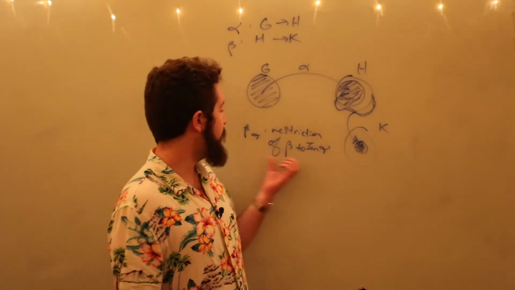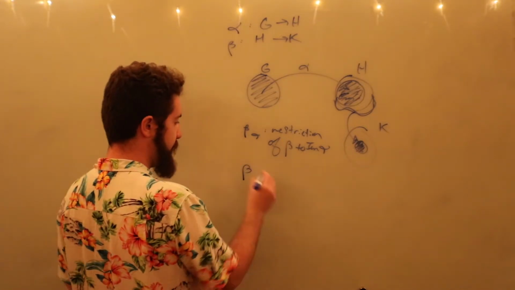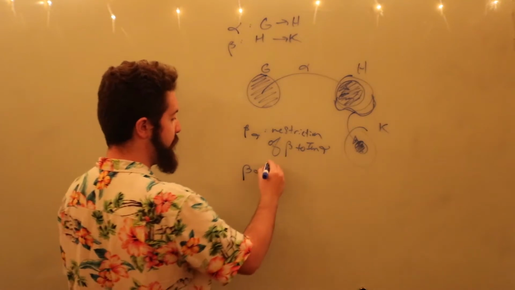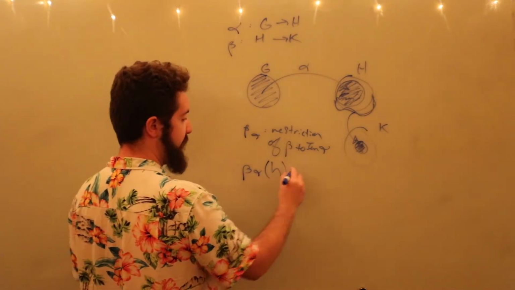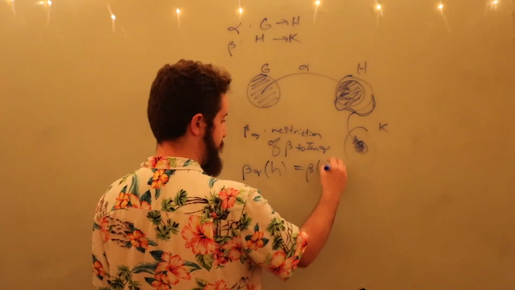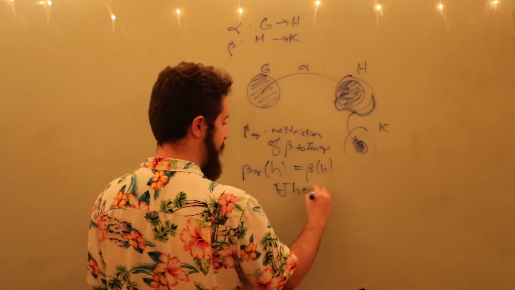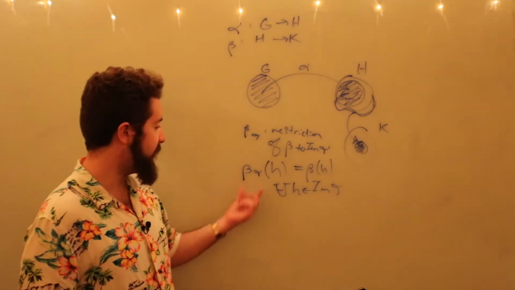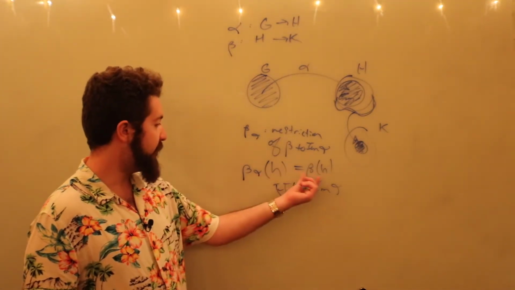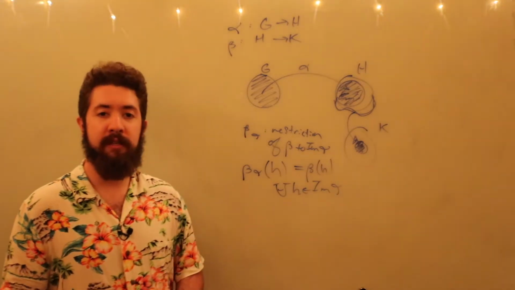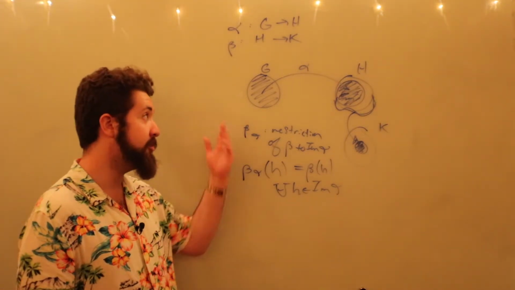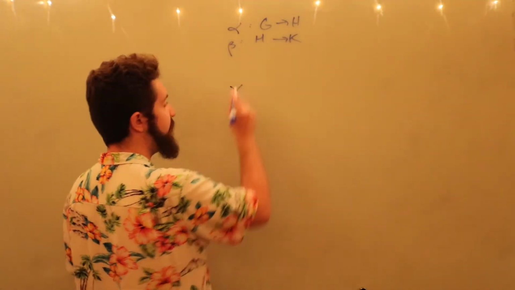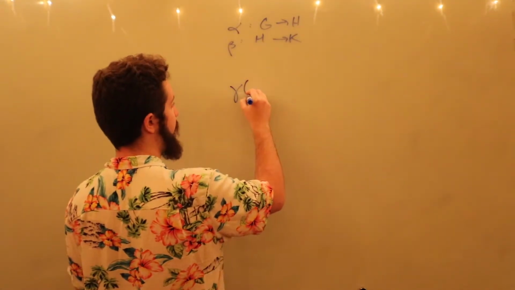So we want to consider beta alpha, which is going to be precisely that function for which beta alpha of H is equal to beta of H for all H in the image of alpha, but it's not going to be defined outside of that. It's going to be precisely beta restricted to this domain, the image of G under alpha.